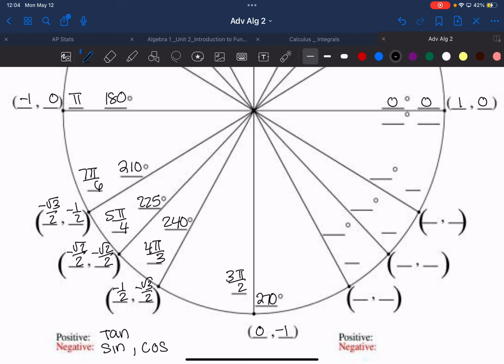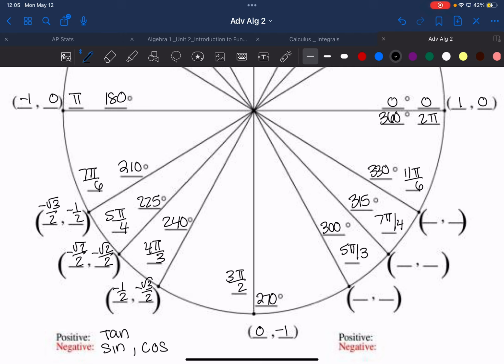Lastly, we have the fourth quadrant, and we know that an entire circle is going to be how many degrees? 360. So we know we're going up to 360, but starting at 270, our next one is going to be 300. Then we have 315 degrees, 330 degrees, and then lastly 360 degrees. And then converting them all to radians, we have 5 pi over 3, 7 pi over 4, 11 pi over 6, and then a full circle is 2 pi.